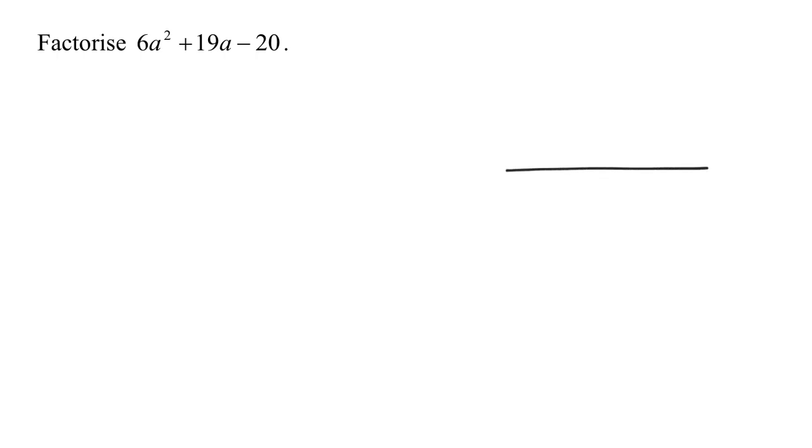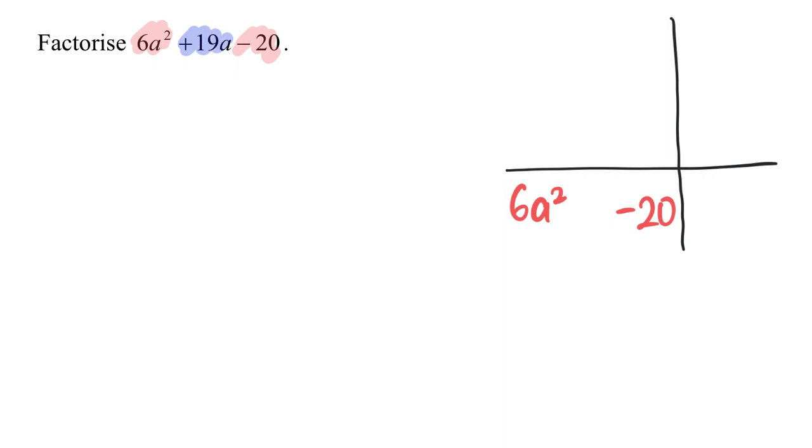So I'm going to make use of the cross chart. And for the cross chart, do take note how I position my terms. Alright, so 6a squared, negative 20. Later we will consider the negative at a later part of the working. 19a, positive 19a.